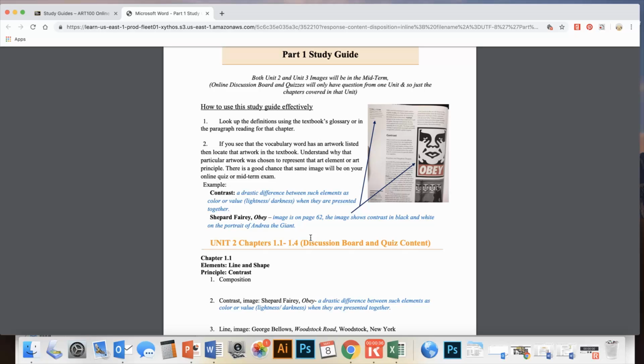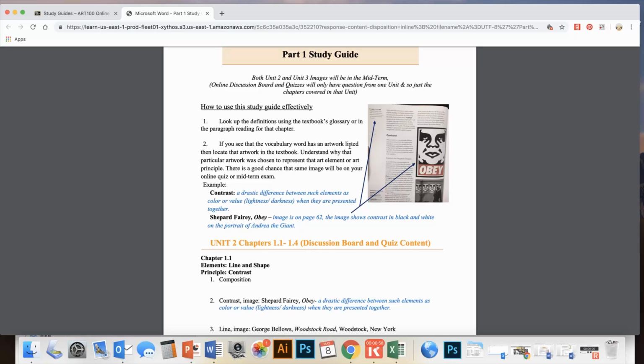Those will appear in both your online quizzes, anything that's written like a discussion board thread, or your essay at the end. Now the images will be in the online quizzes, but in this case, since it's part one, they will also be part of your midterm.